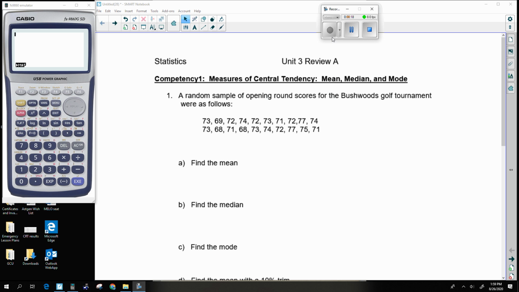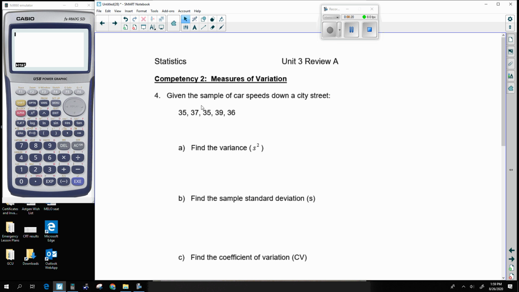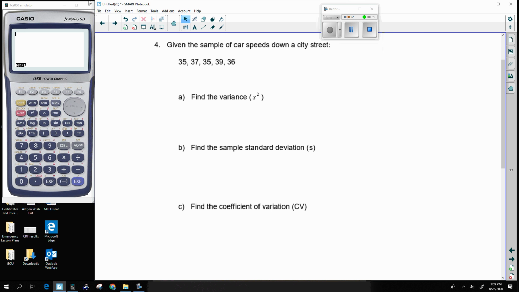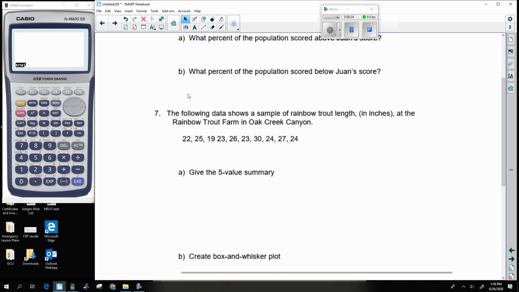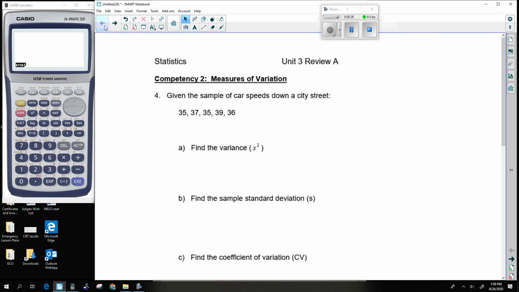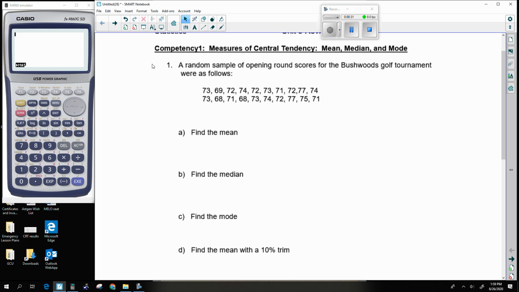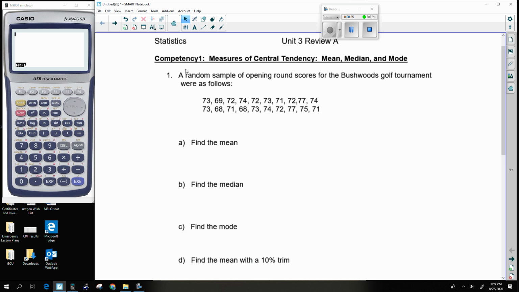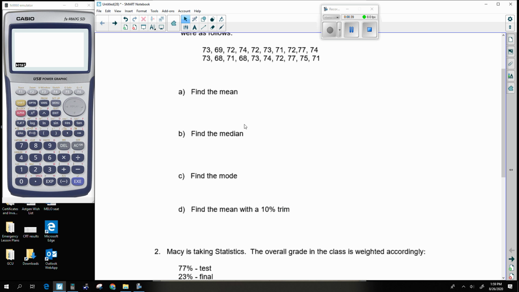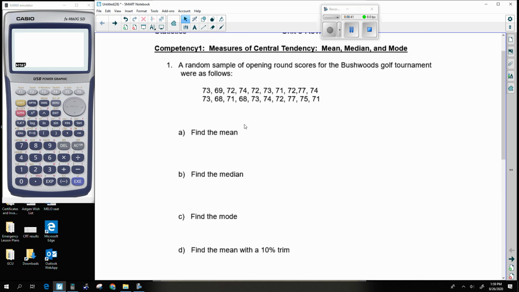So what this review is, if you take a quick glance at it, it is all of the major concepts covered in this chapter. Okay, and I'll give you an idea on how to answer some of these things and fill out some of the results. So we begin with competency 1, and we are looking for the mean, median, mode, so averages.